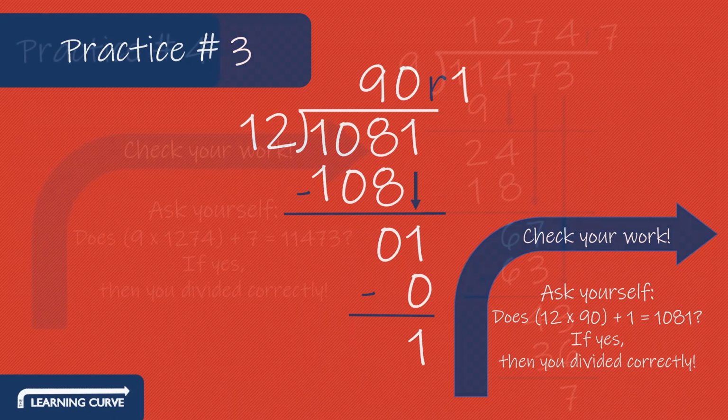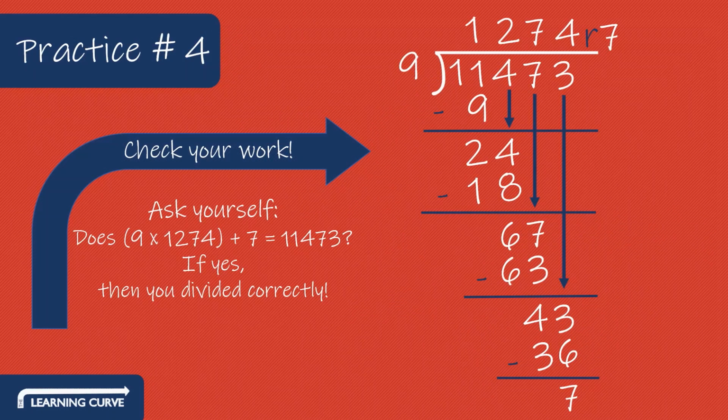Here's another example. Make sure you check your work. This one's a little bit of a bigger problem, so make sure you look at it and try to do it yourself. Here we read this as 11,473 divided by 9 is 1,274 with a remainder of 7. And remember, you can check your work by multiplying.